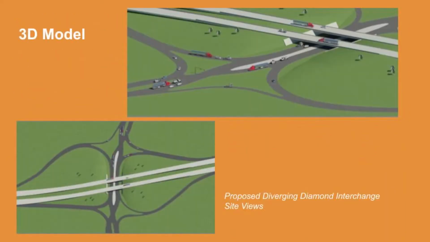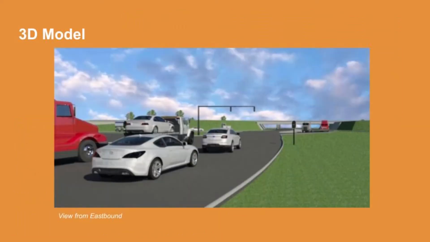Using Revit, we constructed a 3D model representation of the proposed Diverging Diamond Interchange. Here are a few views. We have the side view, eastbound view, westbound view.